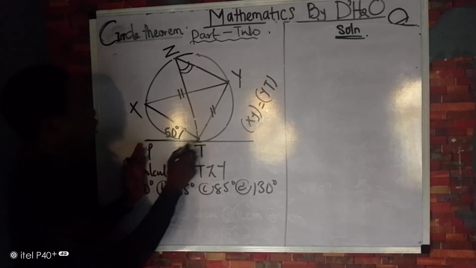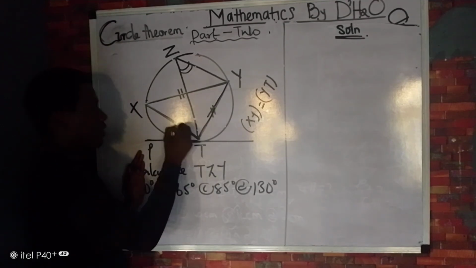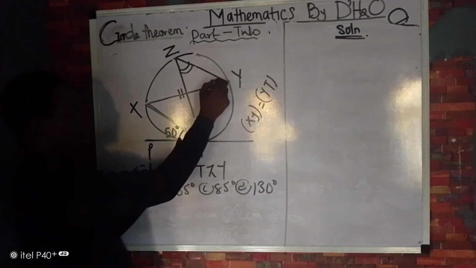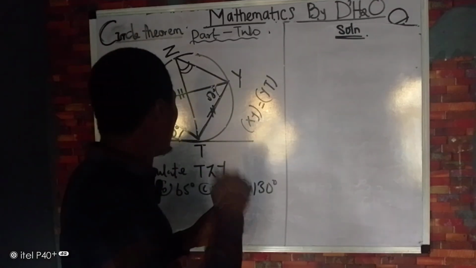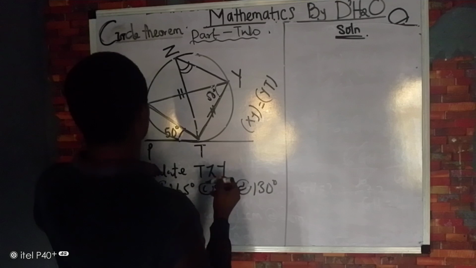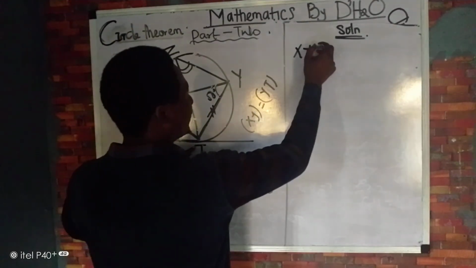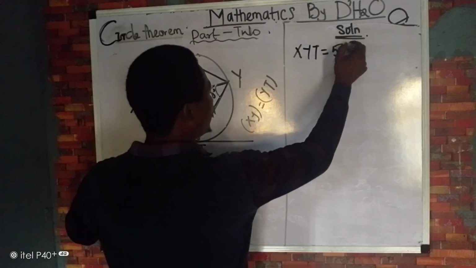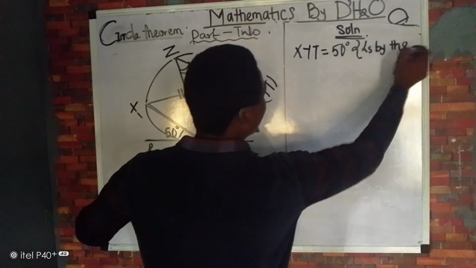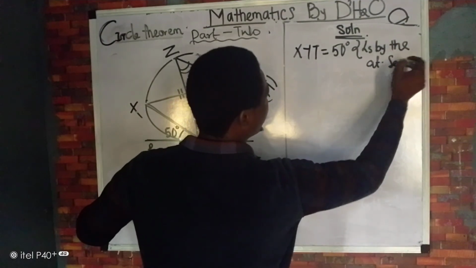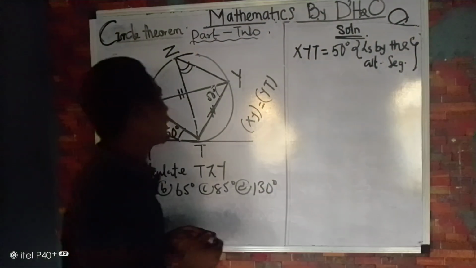Now let's work with this. We have a triangle produced by that. Are you seeing it now? Yes. So if here is 50, here will also be 50 degrees. So let's quickly jot it down: angle XYT is equal to 50 degrees. What is your reason? Angles in the alternate segment. Please take note of that.